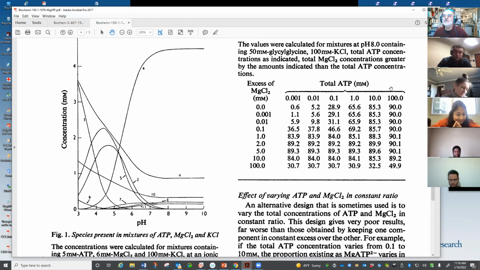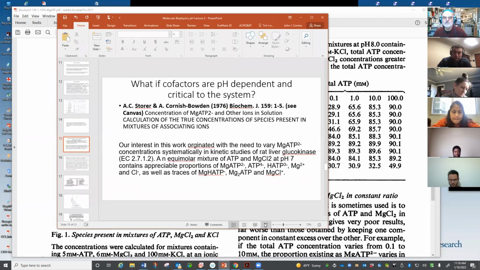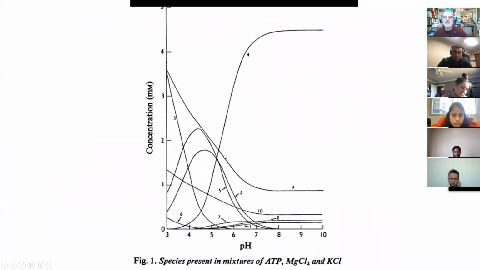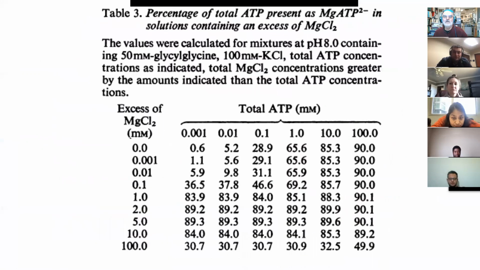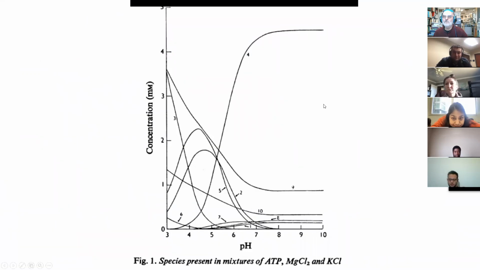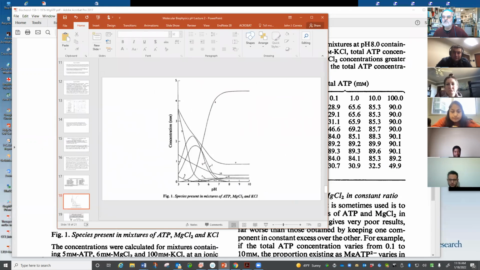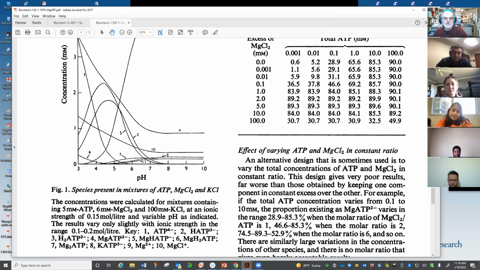Okay, now let's see if I can, is it better in my PowerPoint? Let's see if it's better in my PowerPoint. It's not better. What I'm looking for is the table at the bottom. So notice species 1 is ATP deprotonated. And so that's species 1, which is right down here. You can see that it's got a low concentration. This is all millimolar on this scale. So 1 is a low concentration.